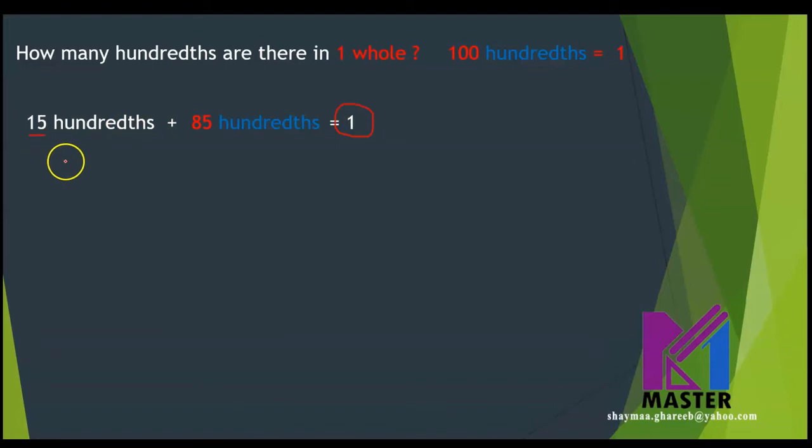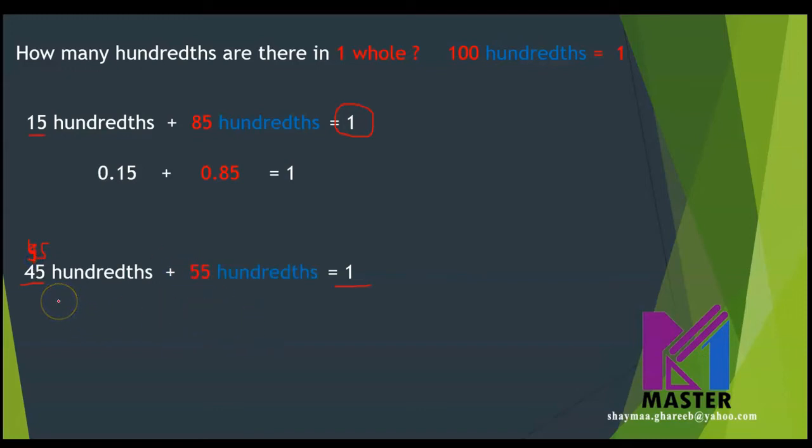If I want to write them as a decimal, it will be 0.15 plus 0.85. One more example, I have 45 hundredths. I need to form one whole. So how many hundredths do I need? Do you remember? I will complete this to be 10. I will complete this to be 9. So it will be 55 hundredths.